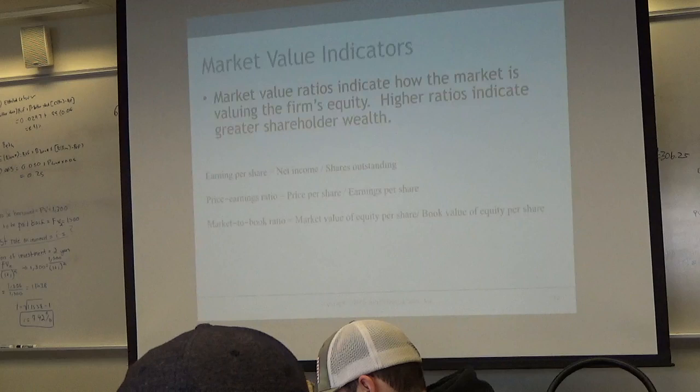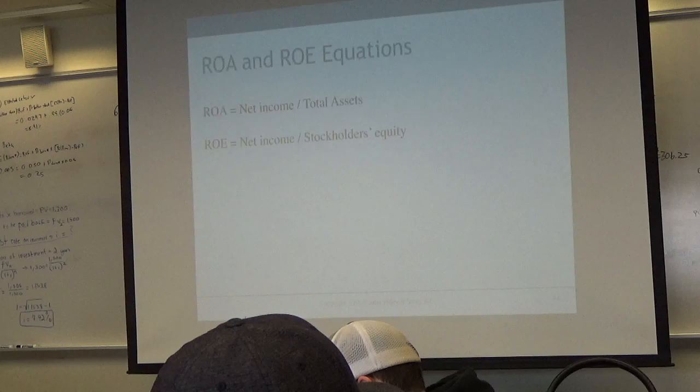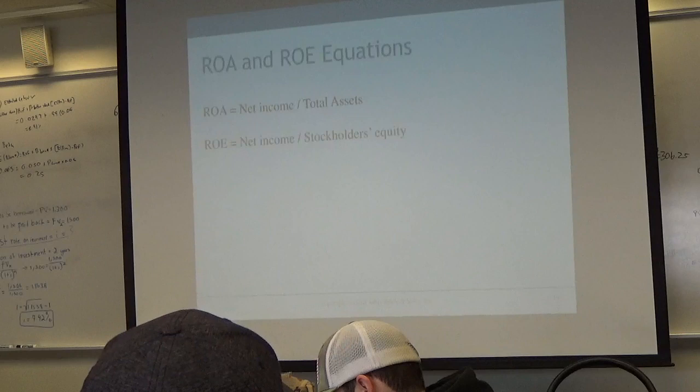We already know these, but the ROA is the net income divided by total assets, and the ROE is the net income divided by stockholders' equity.